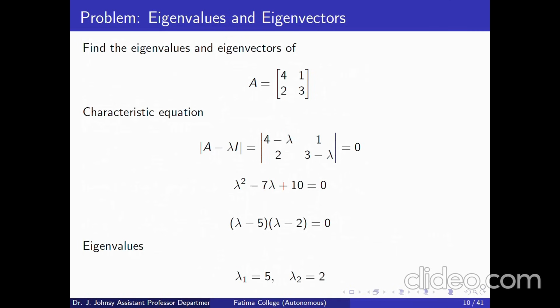Next, find the eigenvalues and eigenvectors of A equals 4, 1, 2, 3. The computation procedure for finding the characteristic equation is determinant of A minus lambda times I equal to 0. Then lambda square minus 7 lambda plus 10 equal to 0 is the characteristic equation. Then after factorization, we'll get lambda is equal to 5 and lambda is equal to 2.